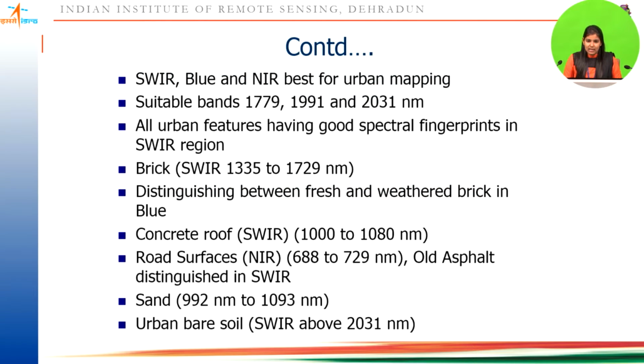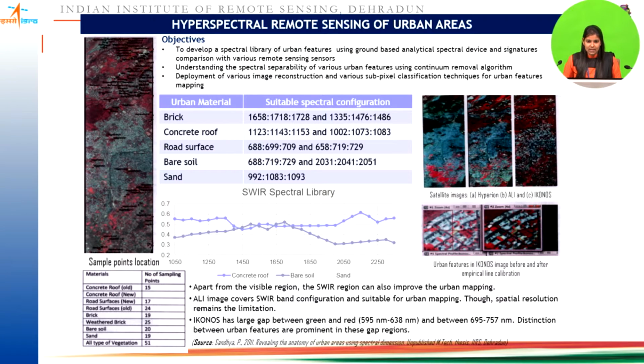In this case study, we came out with a conclusion that SWIR, blue and NIR are best for urban mapping and for various urban features like brick, concrete roof, road surfaces, sand and urban bare soil. The different reflectance points can be marked in the wavelength spectra. This study reveals what the suitable spectral configuration is for brick, concrete roof, road surface, bare soil and sand.